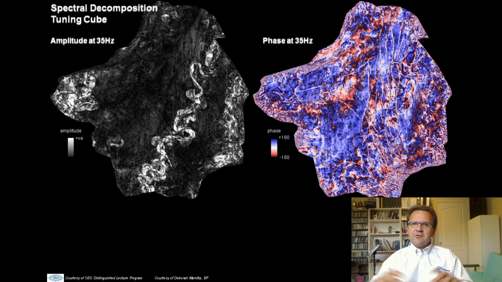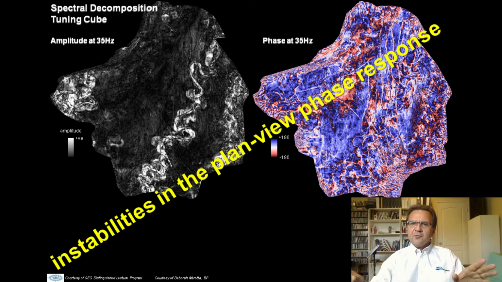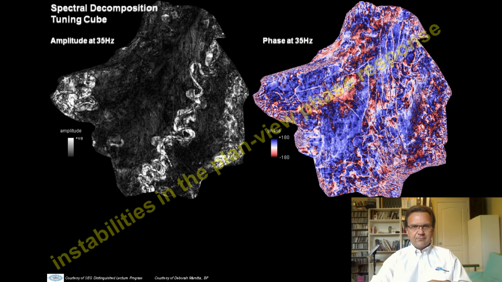The absolute value of the phase in this case is immaterial, because for this example, phase is simply referenced to the analysis window position. In other words, whether the color is blue, white, red, or black is immaterial. The discontinuities are not exposed by the absolute phase values. They are exposed by instabilities in the plan view phase response.